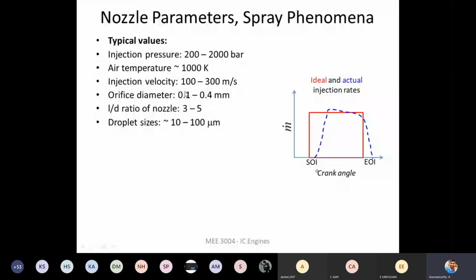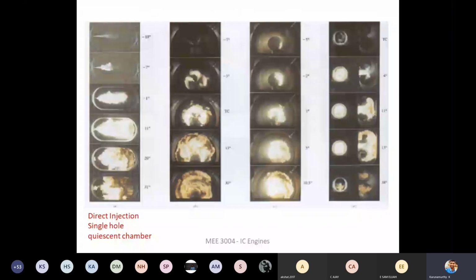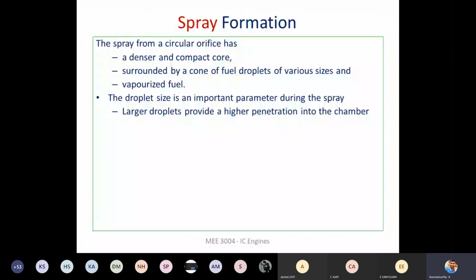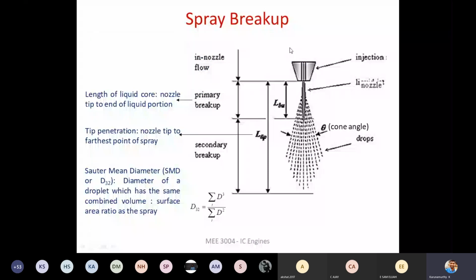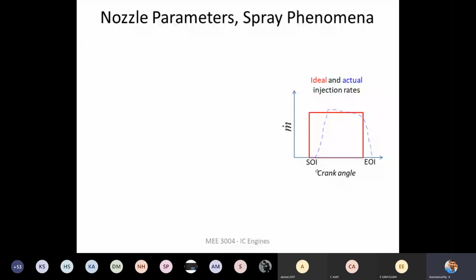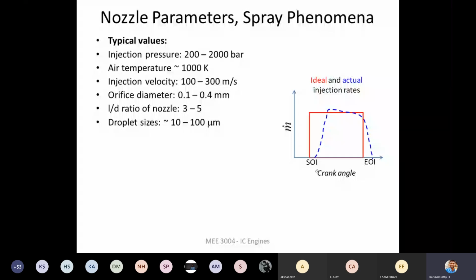And there is a parameter called L by D, the length of the orifice to the diameter of the orifice. You can see that in this nozzle. This is the length and this is the diameter of the orifice. This is what we call the L by D ratio. That is also an important parameter. The L by D ratio will be in the range of 3 to 5, and practically the droplet size will vary from 10 to 100 microns.